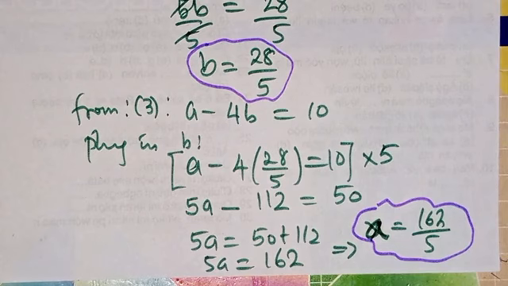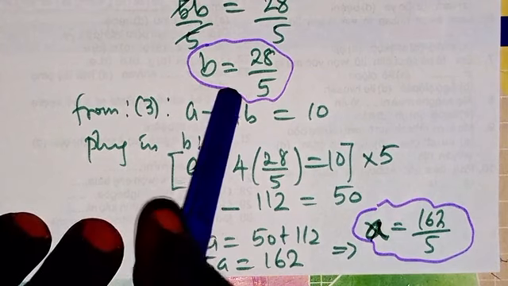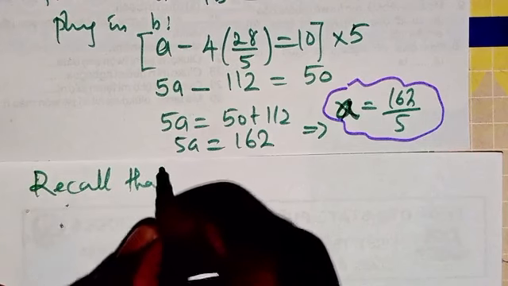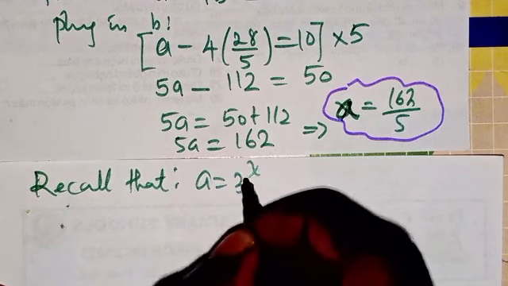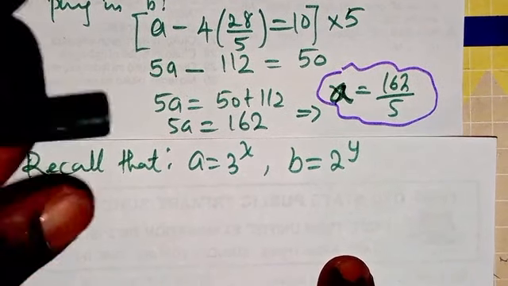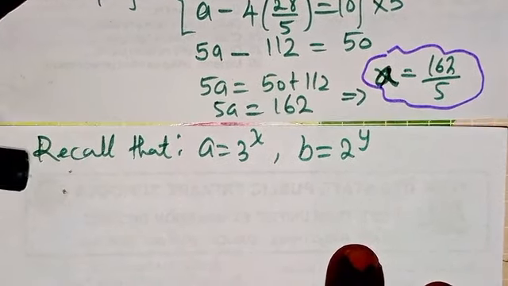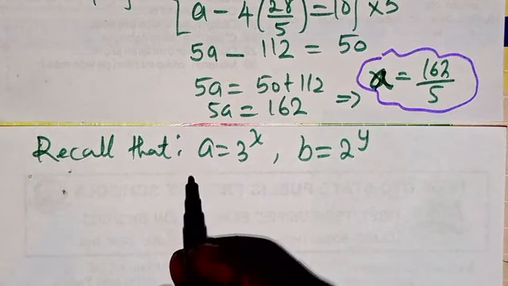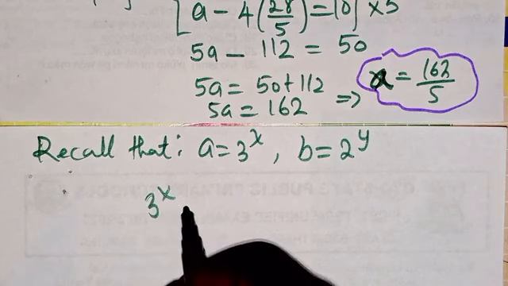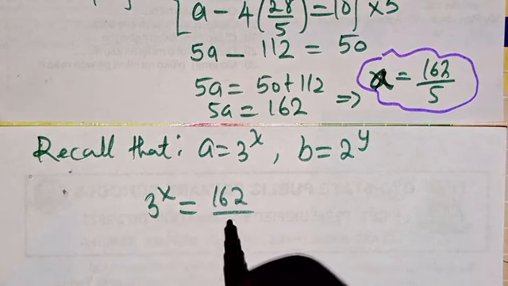Don't forget that the variables we are looking for are x and y, not a and b, but the values of x and y just depend on the values of a and b. Recall that a is 3 to the power x and b is 2 to the power y. So we are going to replace a with 162 over 5. So this is going to be 3 to the power x equals 162 over 5.